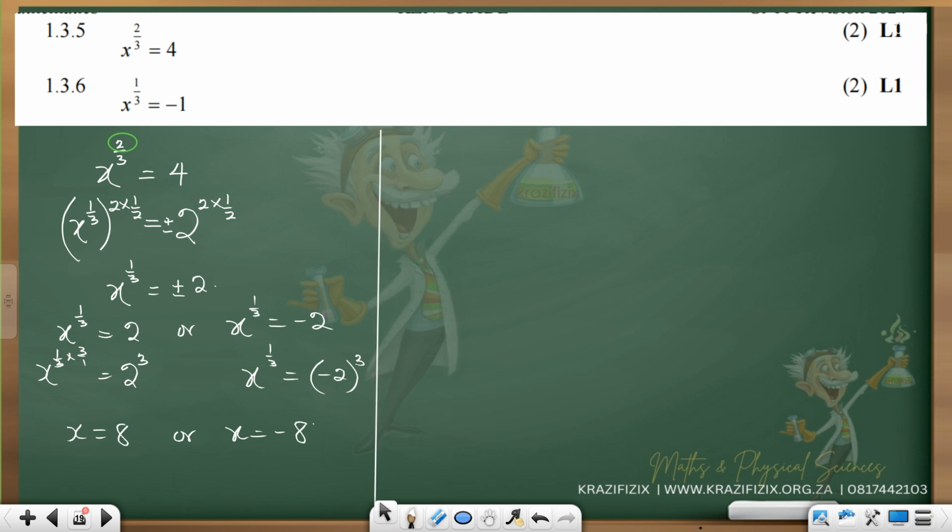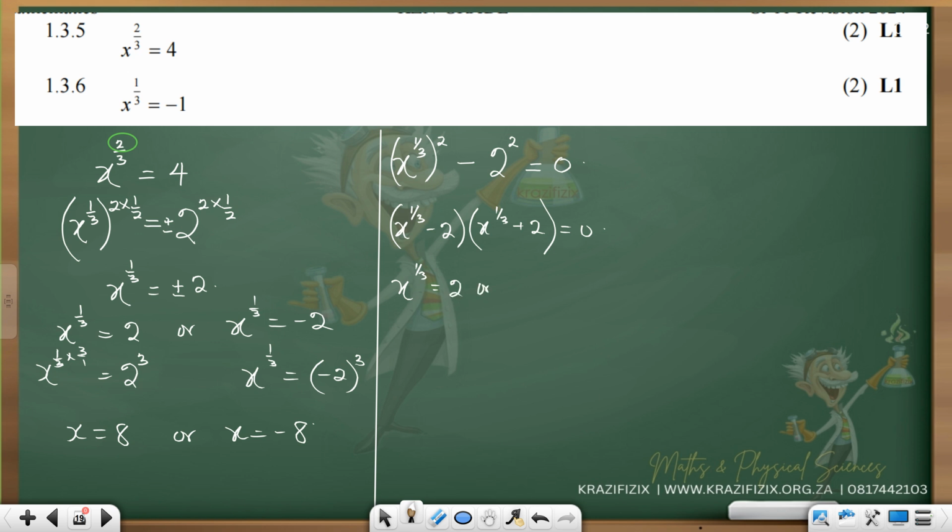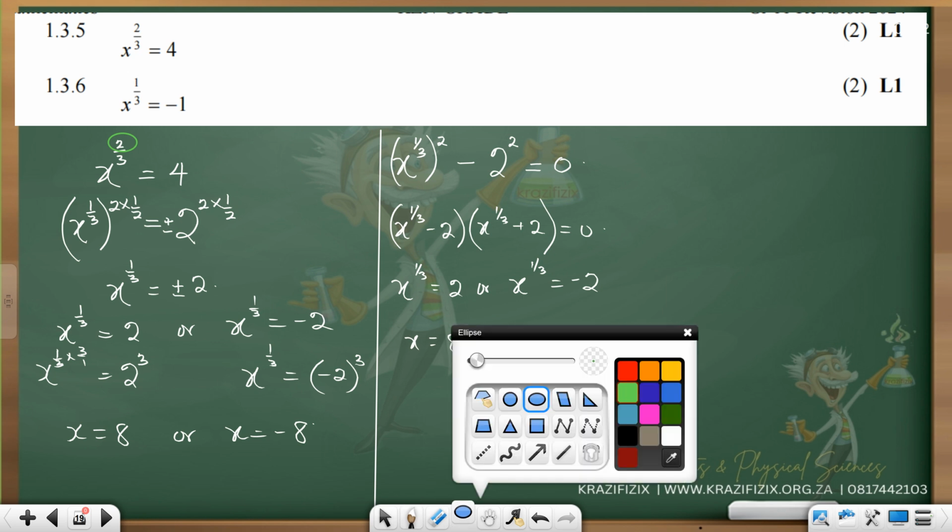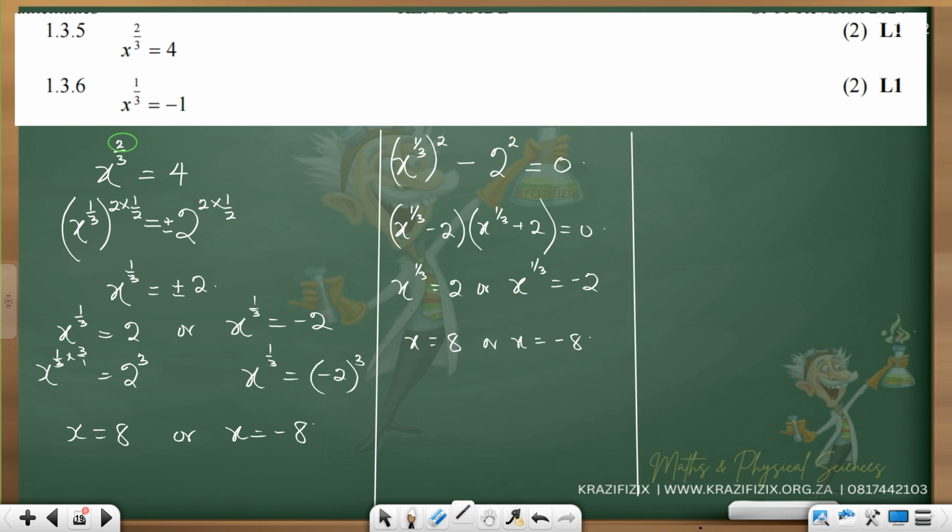Another way that I could have done this, look at this. I could have done it this way: x to the power 1 over 3 squared minus 2 squared. Do you see that? And that will give me 2 brackets, one with minus 2 and one with plus 2. Do you see what we have? x to the power 1 over 3 equals 2, or negative 2. And I told you, because the exponent here is an odd number, I would definitely have an answer. So please go back to yesterday's lesson and rewatch.